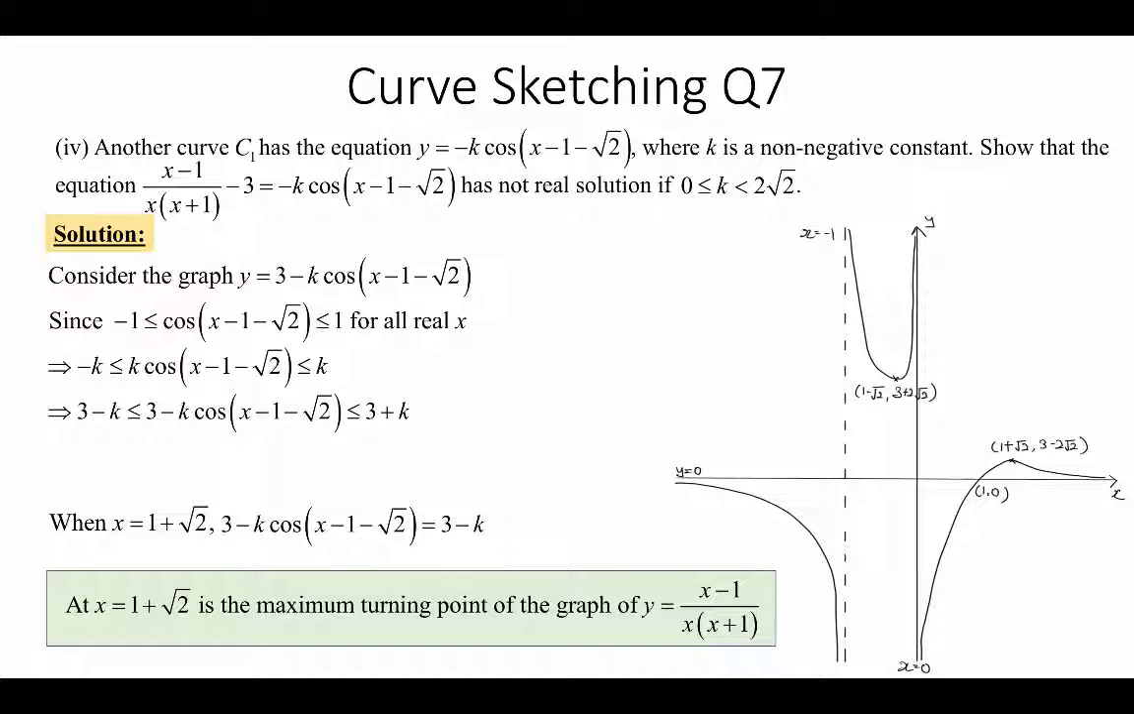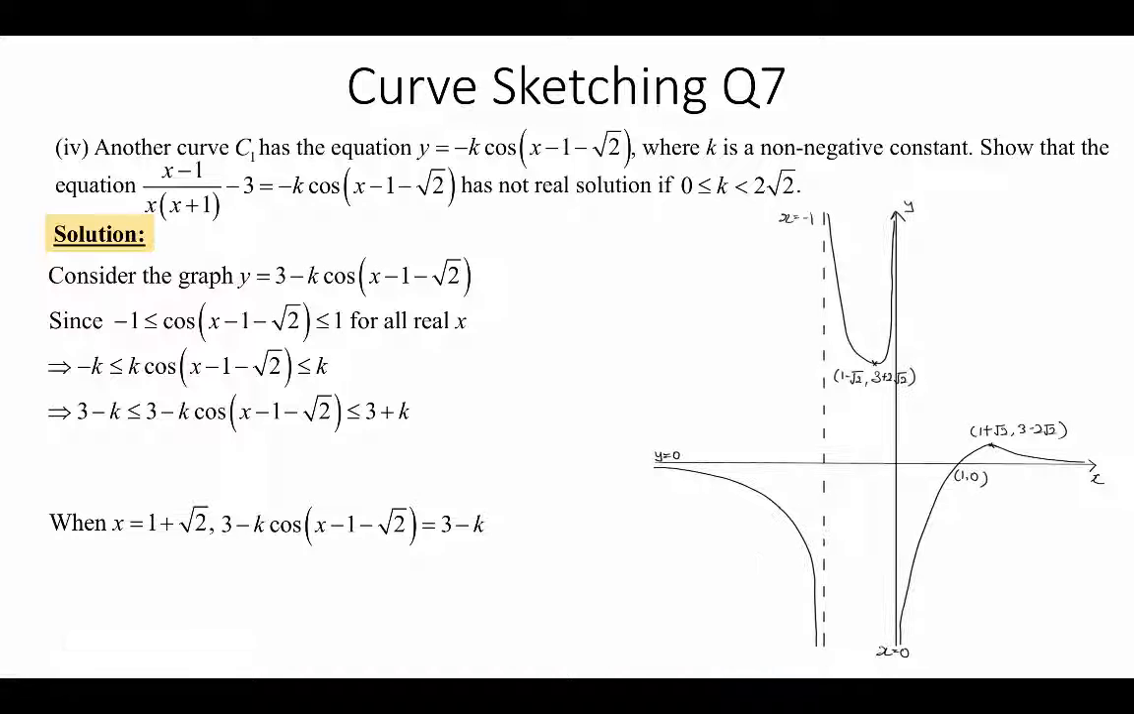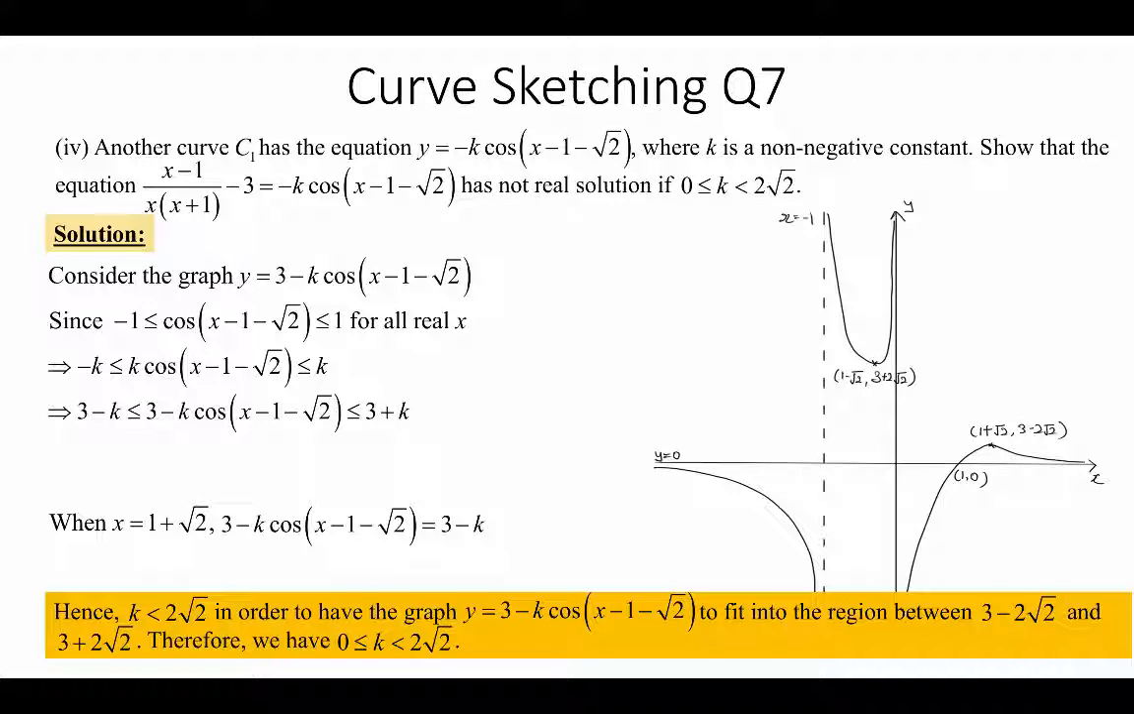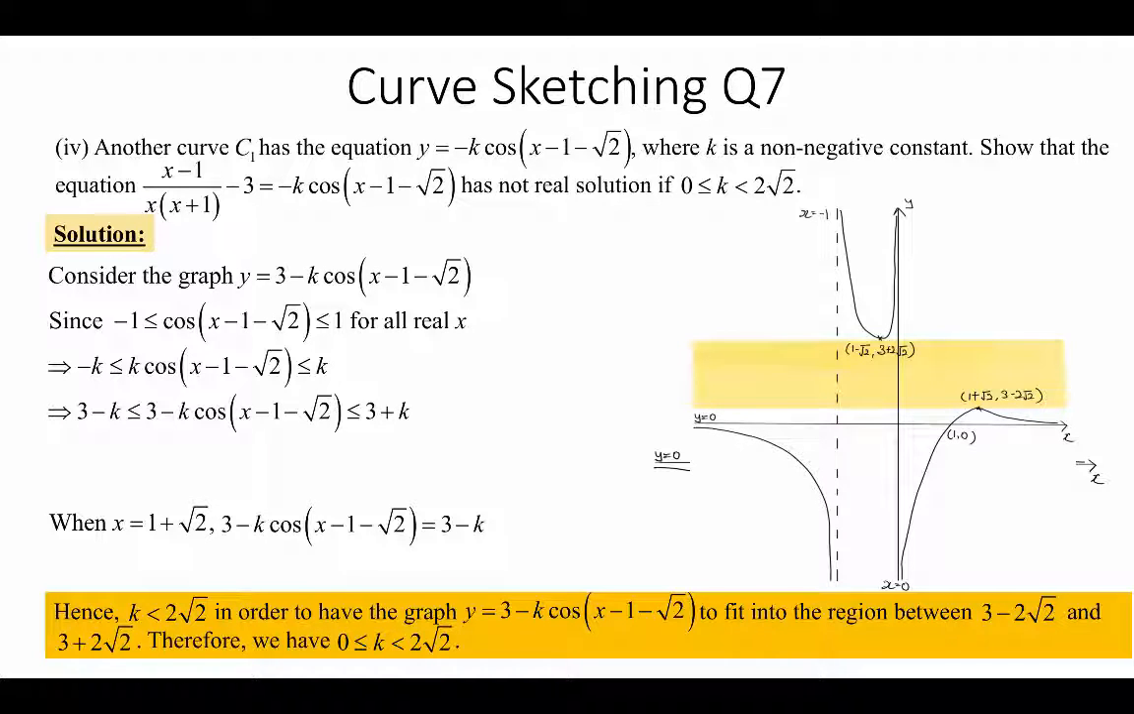So considering this graph that we have drawn earlier on, as well as the graph of 3 - k cosine (x - 1 - root 2), we can realize that we need k to be less than 2 root 2 in order for the graph of y equals 3 - k cosine (x - 1 - root 2) to fit into this shaded region between 3 - 2 root 2 and 3 + 2 root 2 such that the two graphs do not intersect at all.